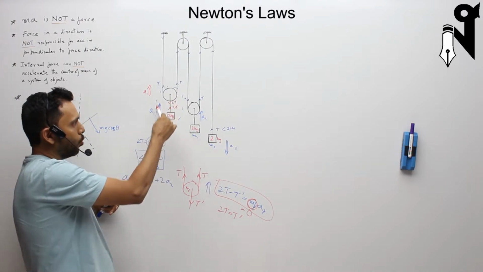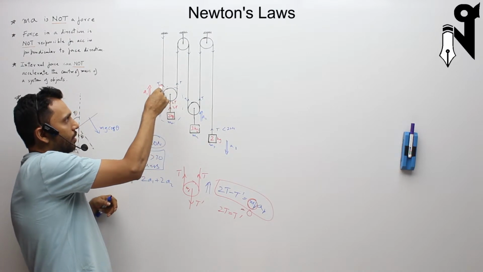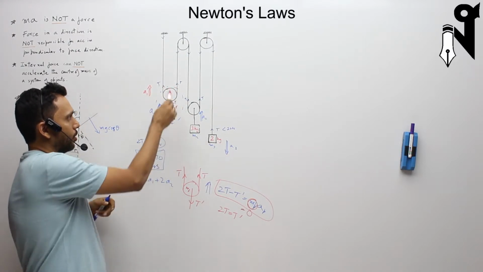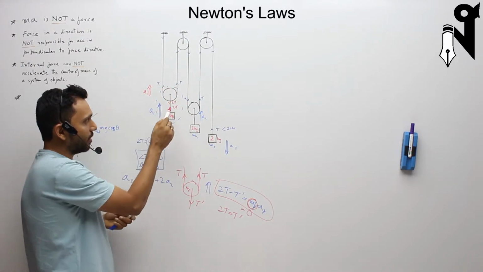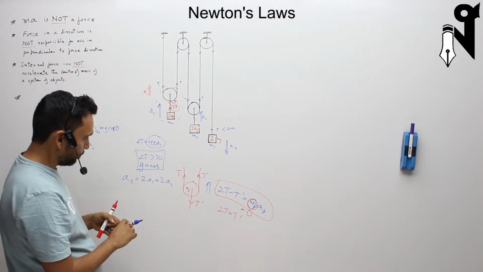Or you can take the whole body as one, mass of the pulley and 2 kg mass, and the force on that as T and T, because both are going together. So internally this tension will not come as 2T if there is a mass to the pulley.